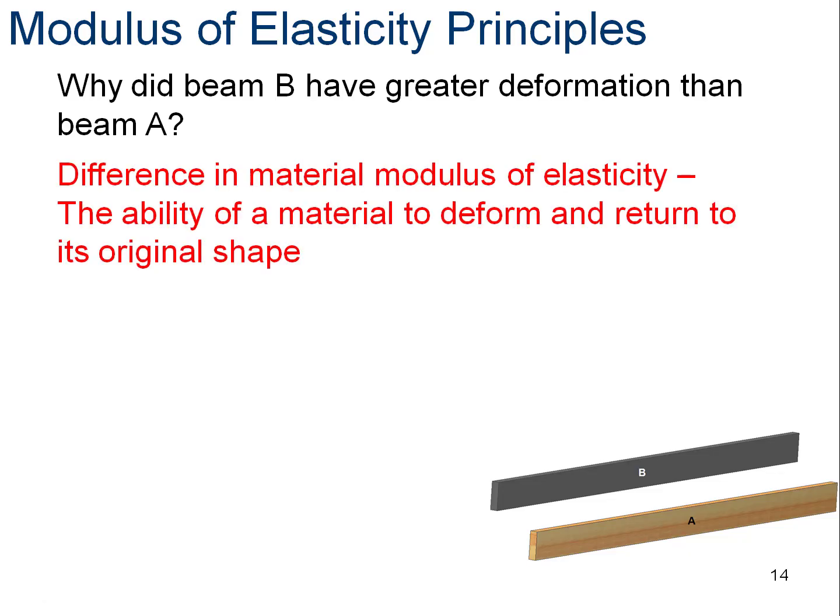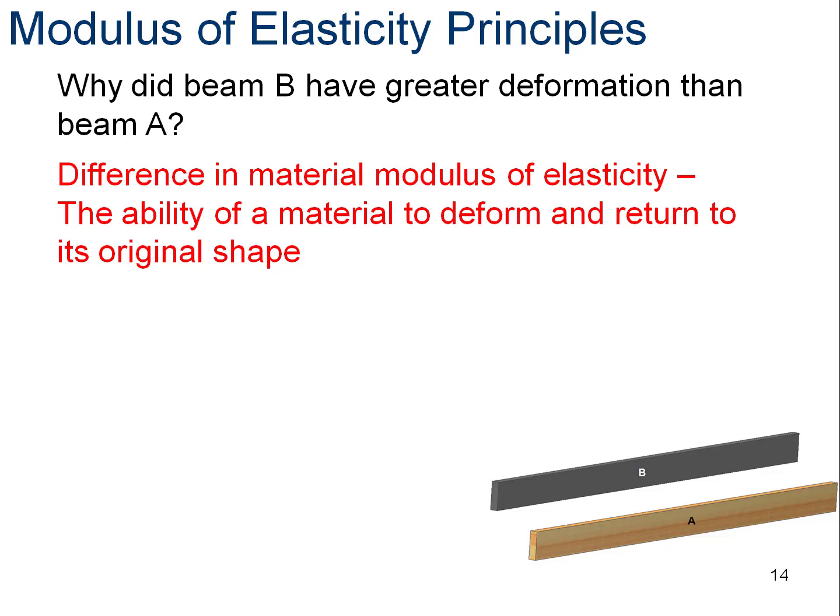It's the difference in the modulus of elasticity, and it's the ability of the material to deform and return to its original shape. Now, it's important for you to understand that the modulus of elasticity applies over the linear region of the beam. So if I take any object and I bend it past where it springs back, I've entered into plastic deformation or destruction in some cases. So this is only in the linear region of the material.